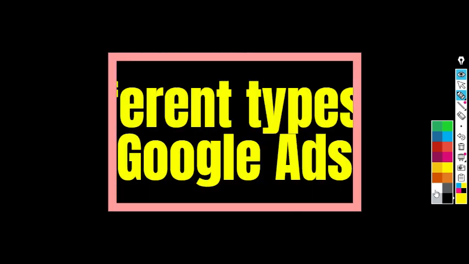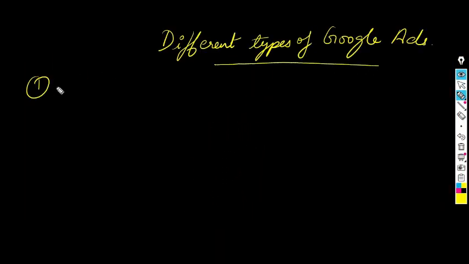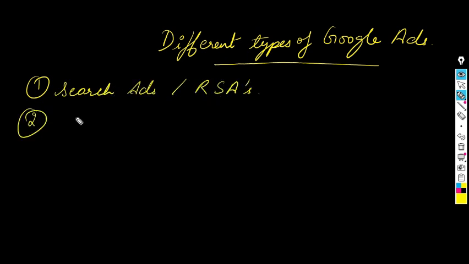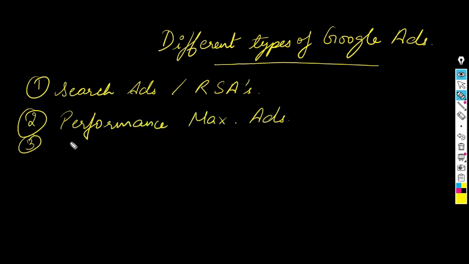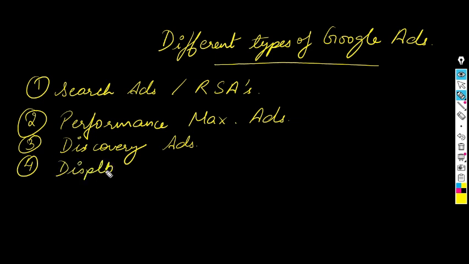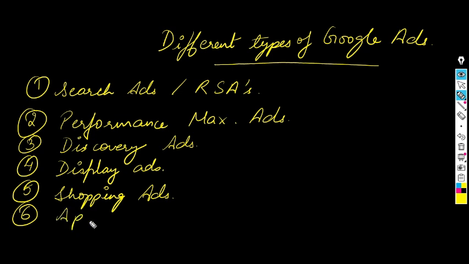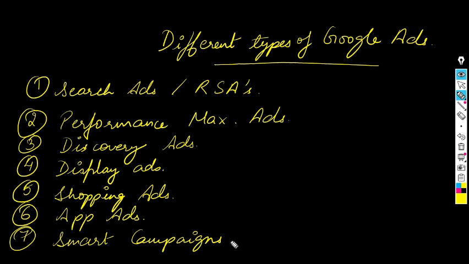So now let us first discuss what are the different types of Google Ads. Number one is search ads, or you can say the responsive search ads. Number two is performance max ads. Number three is discovery ads. Number four is display ads. Number five is shopping ads. Number six is app ads. Number seven is smart campaigns, which are run by Google itself. So we are going to discuss all of these.